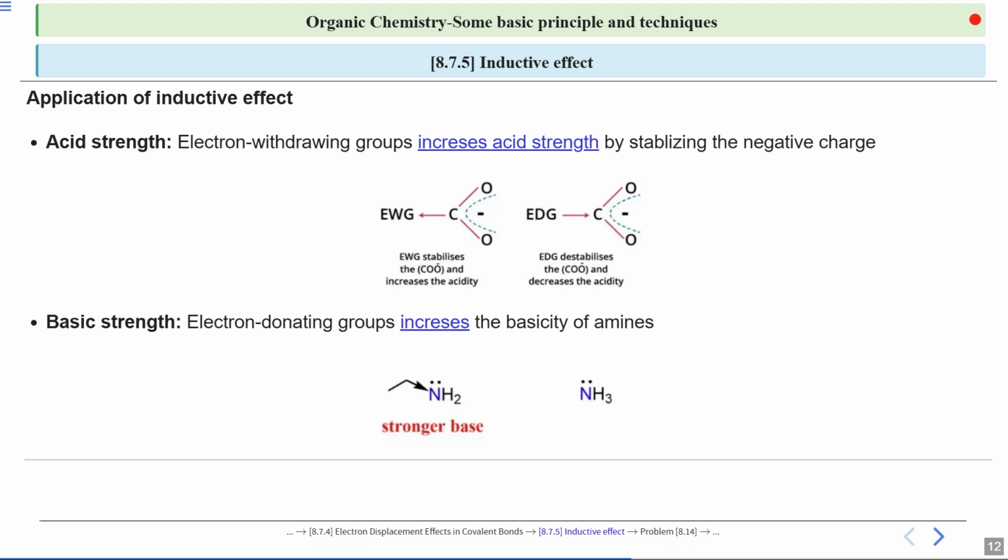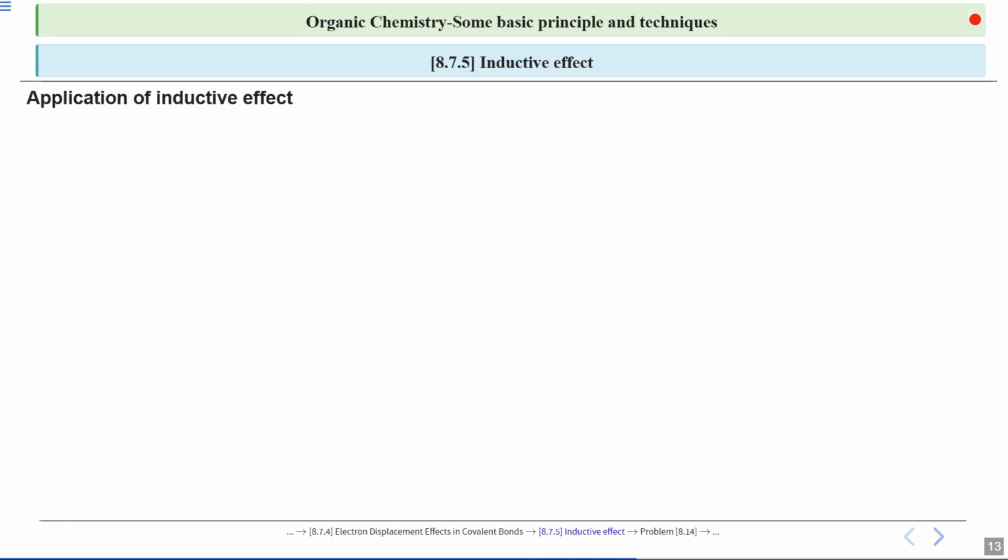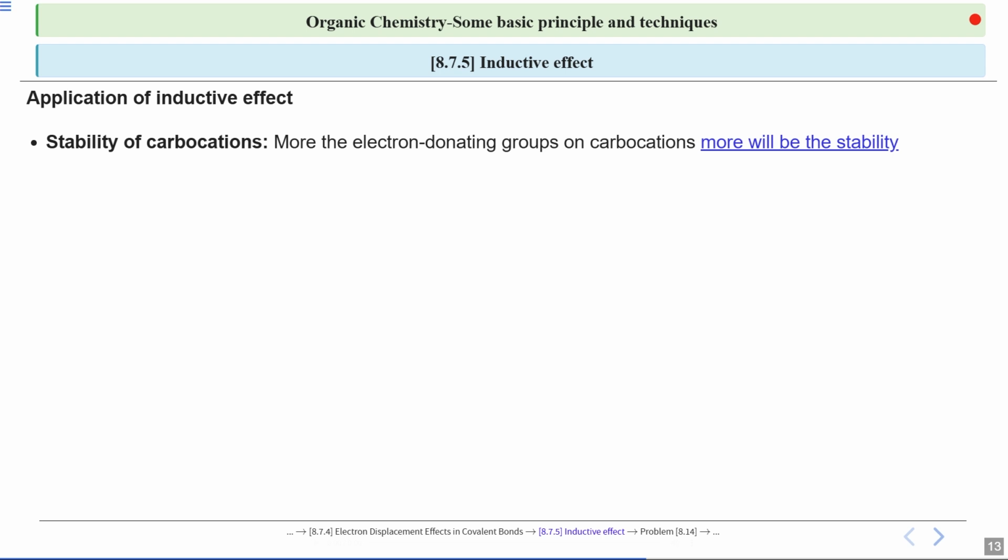Whereas in case of ammonia, we have three hydrogens which have a lesser electron donating tendency as compared to the alkyl groups. So it will act as a weaker base as compared to the substituted ammonia. Moving on to the next application, we have stability of intermediate species, in which we will first talk about the carbocations.